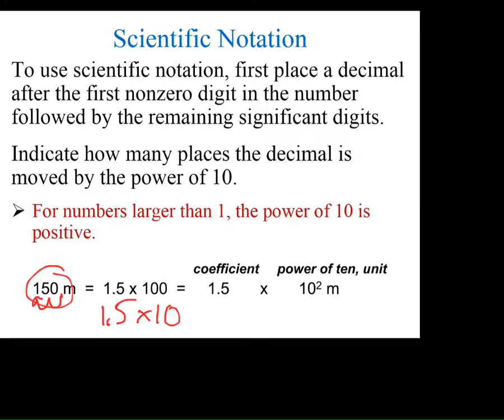So would 0.15 times 10 to the third be an acceptable answer, or does it have to be 1.5? We always put the decimal after the first significant digit. So don't put it here, don't put it here, put it after the first one. That's the way we do it.